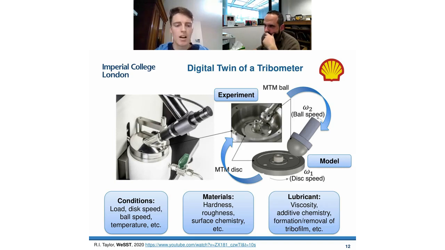challenging task. You've obviously got to know the conditions, as you do with your model, so your load, your speeds, your temperatures, etc. You've also got to know the details of the surface materials, so the hardness, roughness, surface chemistry, etc. And they obviously continually evolve, particularly during the running-in phase. So you've got to continually monitor those and feed them back into your models to understand and correctly predict what's actually going to go on in the future in terms of performance.